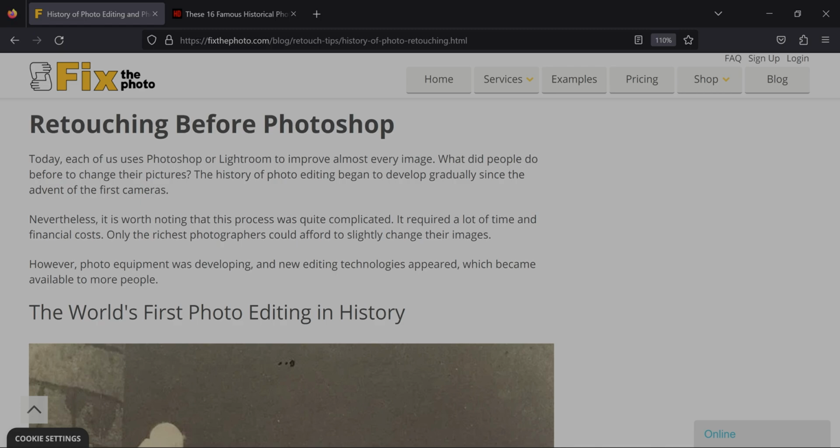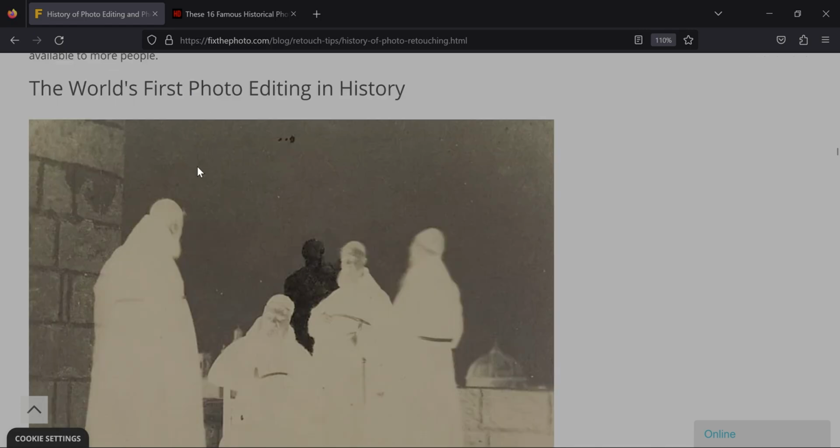Nevertheless, it is worth noting that this process was quite complicated. It required a lot of time and financial costs. Only the richest photographers could afford to slightly change their images. However, photo equipment was developing and new editing technologies appeared, which became available to more people. And now we come to the world's first photo editing in history.